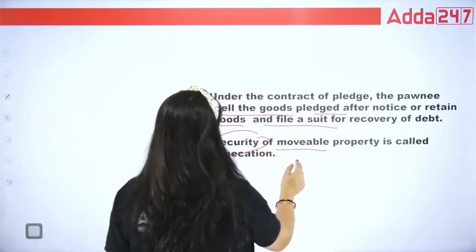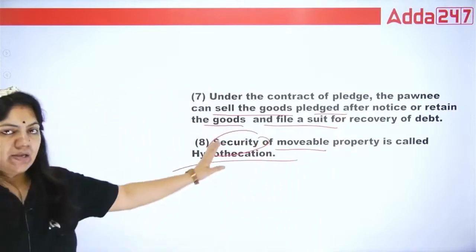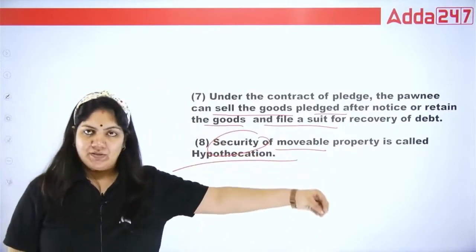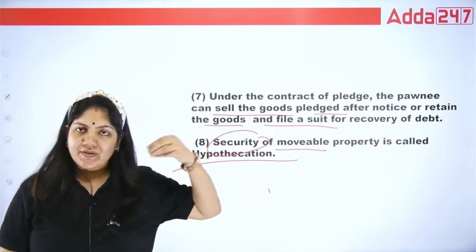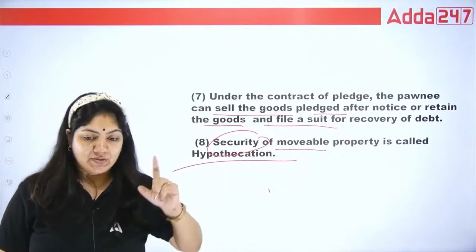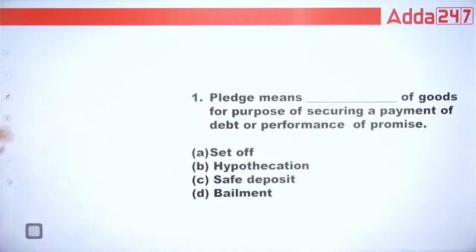Security of movable property is called hypothecation. In hypothecation, the possession is not delivered. That is the basic difference between pledge and hypothecation. In the pledge, we are delivering the possession, but in hypothecation, we are not delivering the possession. Okay, now, pledge means dash of goods for the purpose of securing this. What is this? Pledge means what?